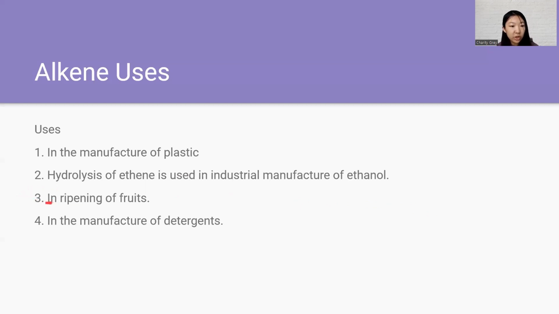Then in 3, it's used in ripening of fruits. Alkenes are super useful because to ripen a fruit, it releases a hydrocarbon as a hormone or stimulant to tell the fruit, oh, I should be ripening. I should be producing the molecules to make myself sweeter and softer, right? It's also used in the manufacture of detergents. And so that's everything for alkenes. Alkenes are super useful and super applicable to everyday life. So it's really important that you know this not only for the KCSE, but also later on in any jobs you might do.